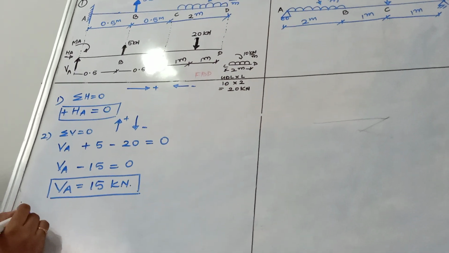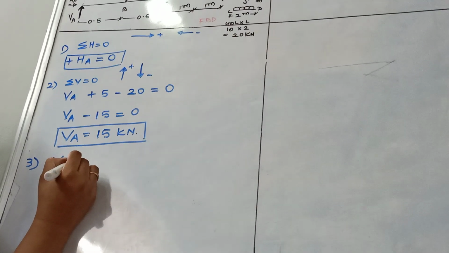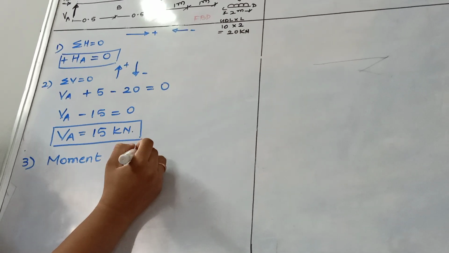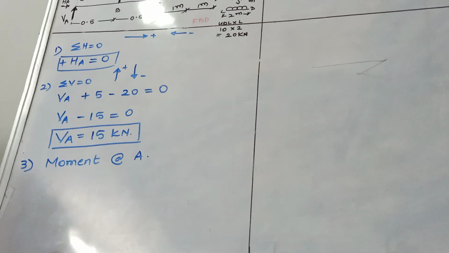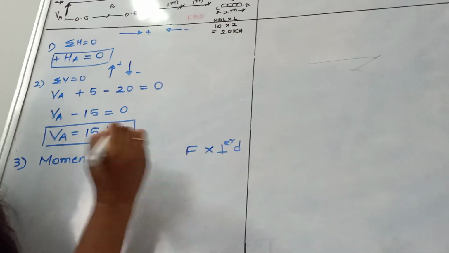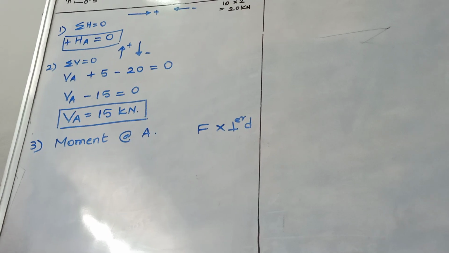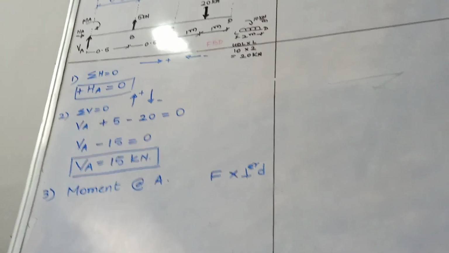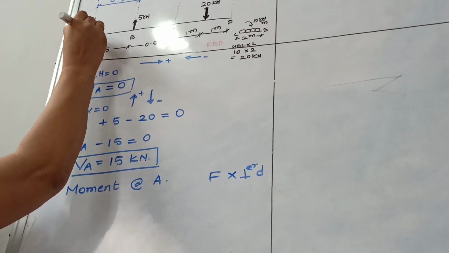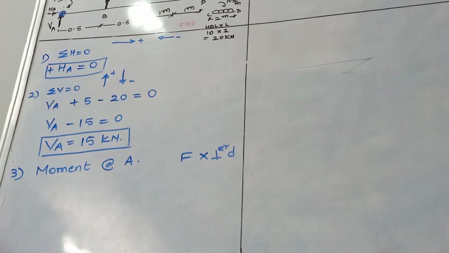Then step number 3, we have to find the moment. We take the moment at, suppose, point A. So, moment about point A. What is the formula for moment? Force into perpendicular distance. Distance from where? From the point where we are taking the moment. Here it is point A. So we start with first VA. The line of action is coinciding at the same point, so no moment. HA also, line of action coinciding, no moment.